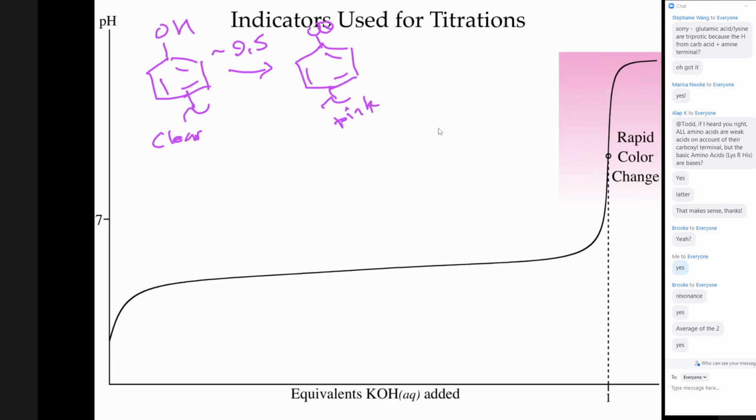And so the key thing to remember, when pH is higher than pK, it is deprotonated and pink. When the pH is less than pK, it's going to be the clear form. And when it's around pK, you get a mixture of both. So you can go from clear to light pink to dark pink to purplish.